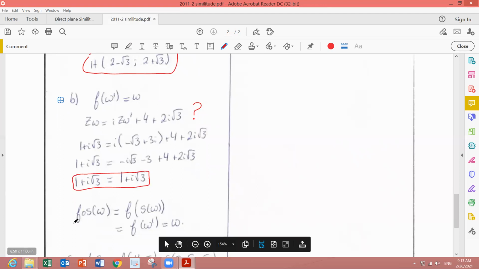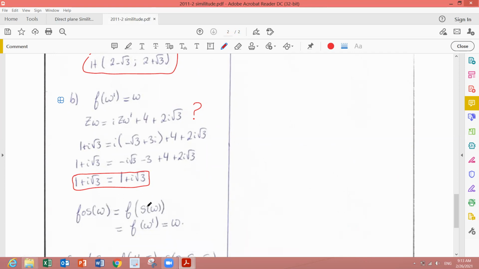Now I need to calculate F round S of W. F round S of W equals F of S of W. S of W is W prime, and F of W prime equals W.